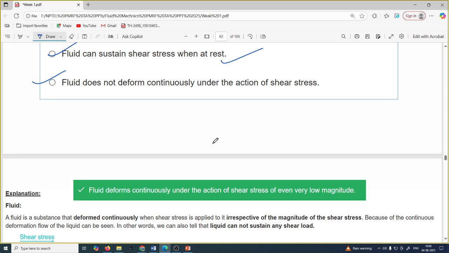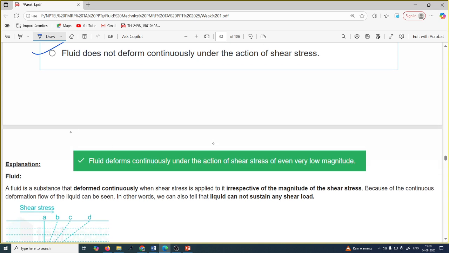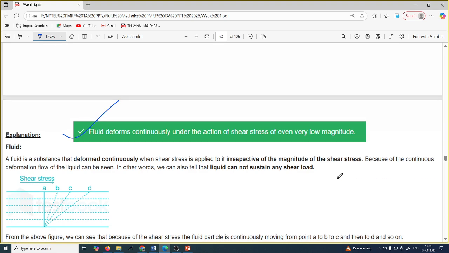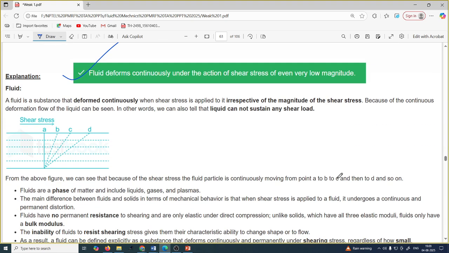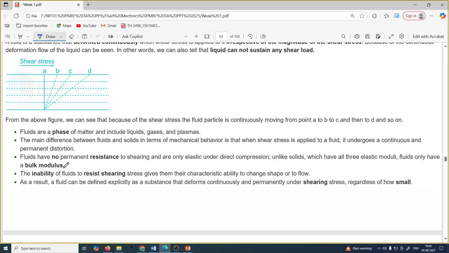So here the first option is correct: the fluid deforms continuously under the action of shear stress, even of very low magnitude. This is the definition of the fluid. In fluid you can consider both things: one is, for example, water, that is a liquid, and another is air, that is gas. Some discussion is already explained in what is fluid, and some discussion about the fluid properties.